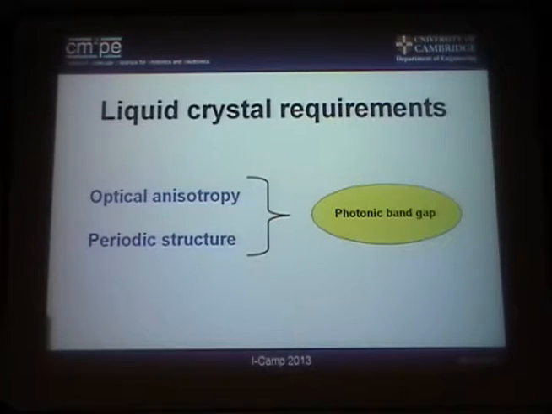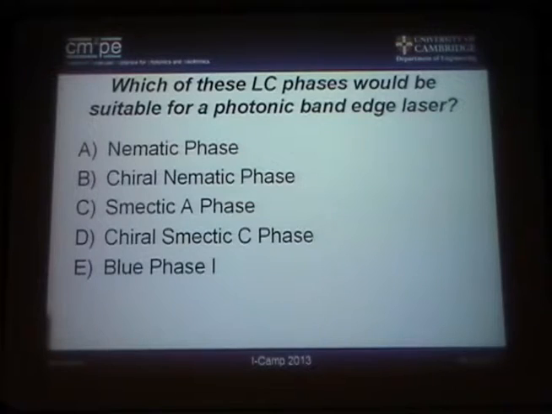So from the point of view of liquid crystal requirements, what do you need? Well, any old liquid crystal phase isn't going to do. You've got to make sure that you have optical anisotropy, which you do have in most liquid crystal phases. But the key feature here is the periodic structure, and it's the combination of these two that gives you the photonic band gap. And so this is really where it then selects which liquid crystal phases.